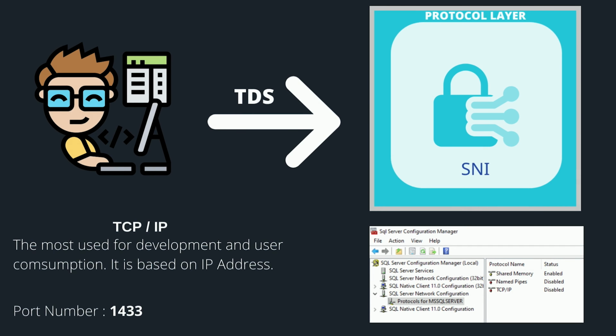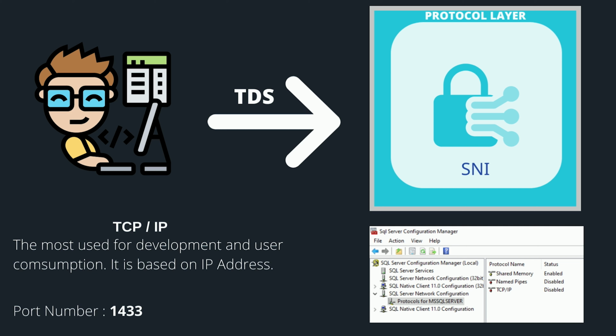The next one is TCP/IP, which we already know what it is. It's based on IP addresses. Developers and users will most of the time use this one as well. If you're a developer not developing on localhost, you're probably using this one. And as a user, since you're probably never going to be in the same place, the client and server won't be on the same machine. In that case, you'll be using this no matter what.